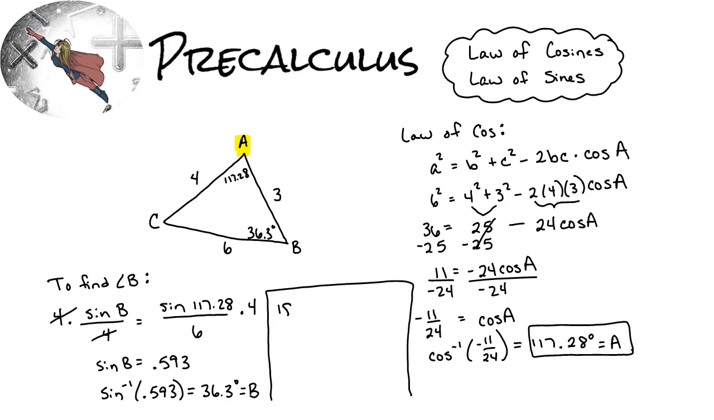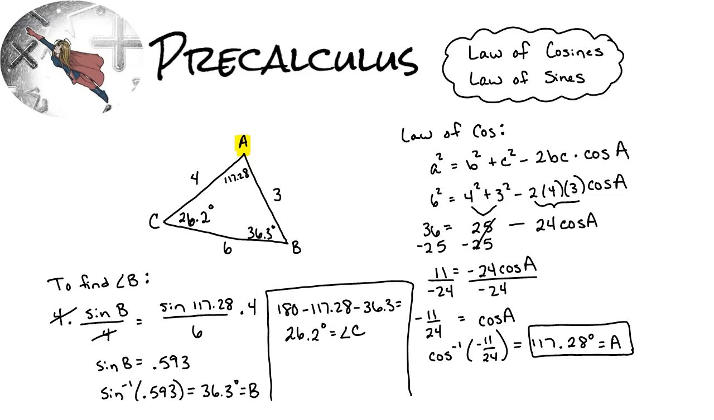So 180 minus 117.28 minus 36.3. That will give us angle C. So I did that in the calculator, and it is 26.2. And that is angle C. And we can stick that in our picture, and then that whole triangle is solved.